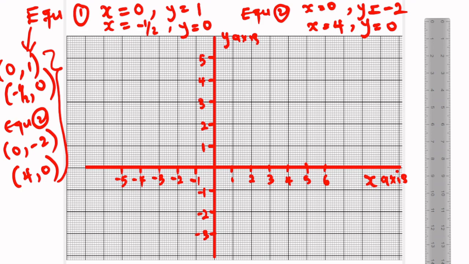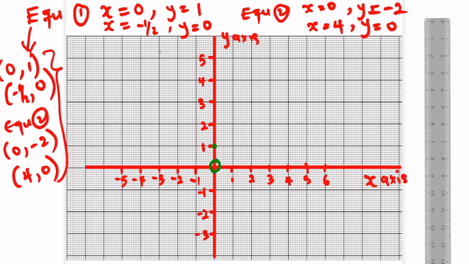So what we have to do now, we have to plot this graph. So for the first equation, when x is 0, y is 1. This is it here. When x is 0, y is 1. So when x is 0, remember the origin is our 0. So when x is 0, y is 1. I'm going to use a dot to represent this.